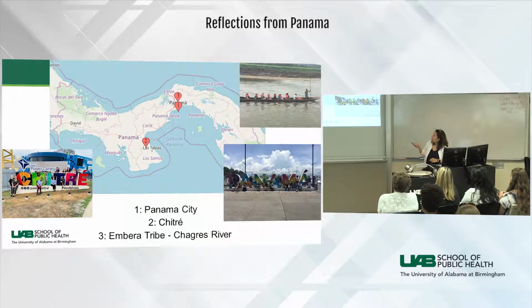Chitre, which is marked here as number 2, is located in the province of Herrera, and it's more rural, and its city population is 9,000, so much smaller than Panama City. And the last location we visited is marked here number 3, and you can see us here. We had to actually take canoes on the Chagres River, which is the largest river in Panama, to be able to visit with one of the indigenous tribes there, which is the Embera tribe. And they primarily make a lot of their money off of being able to have tourists come in and visit.